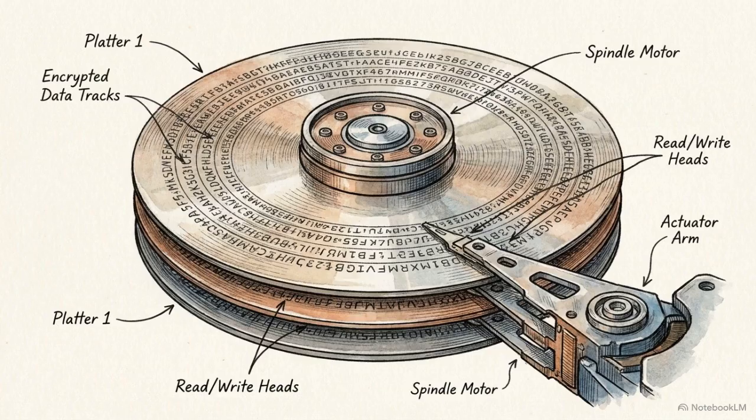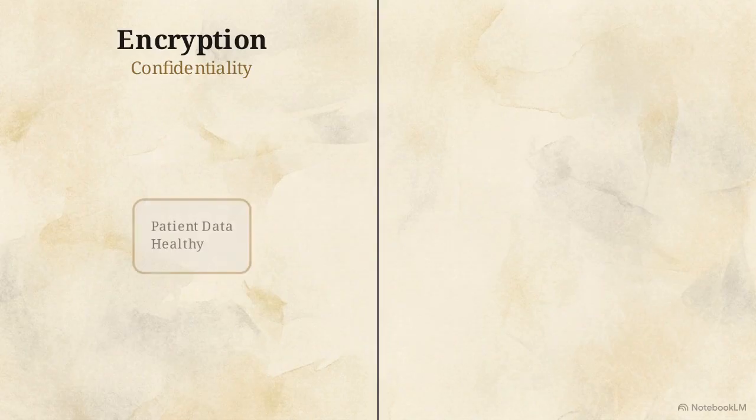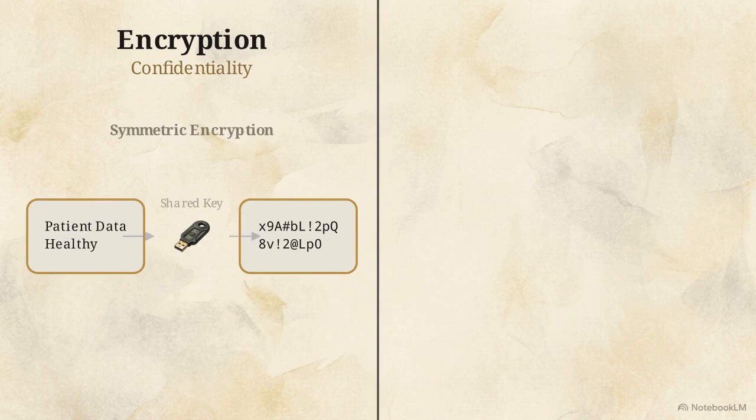If the perimeter is breached, the payload, the data itself, must have inherent defenses. This is where cryptography is required. This split screen shows encryption defending confidentiality. A key transforms plain text into unreadable ciphertext. Symmetric encryption uses a shared key. Asymmetric uses a public-private pair.